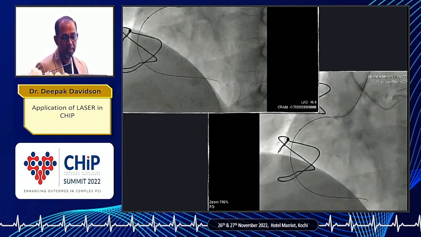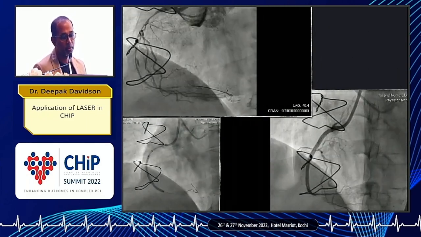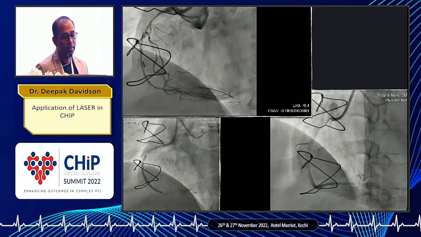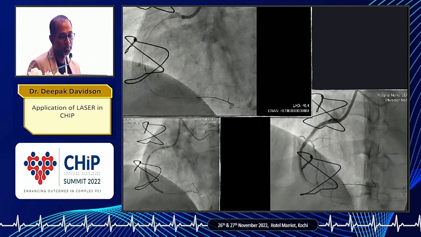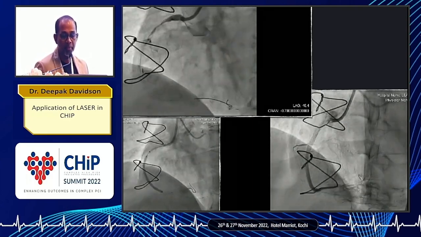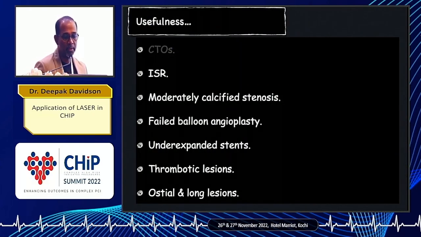It moves in without any difficulty, and once the lasing is done, you could see that there is flow, the vessel is opened up. Also, you could see that there's a small perforation in the mid right coronary artery. So once the vessel is open, you could easily get the balloon across, and the stent across with the help of a guide extension catheter, and then you could get a final good result. So that is one situation where a CTO wire is crossed, but if none of the other devices cross, the answer is laser.